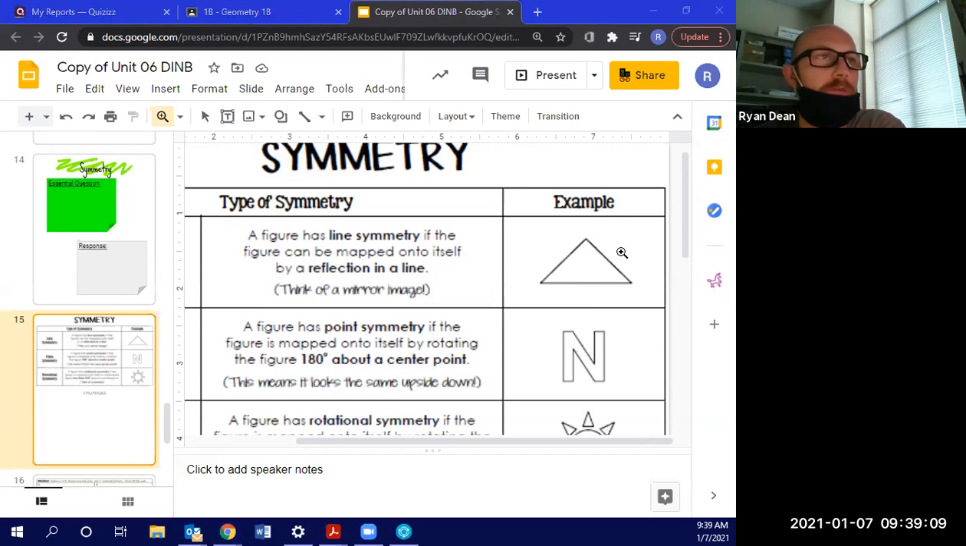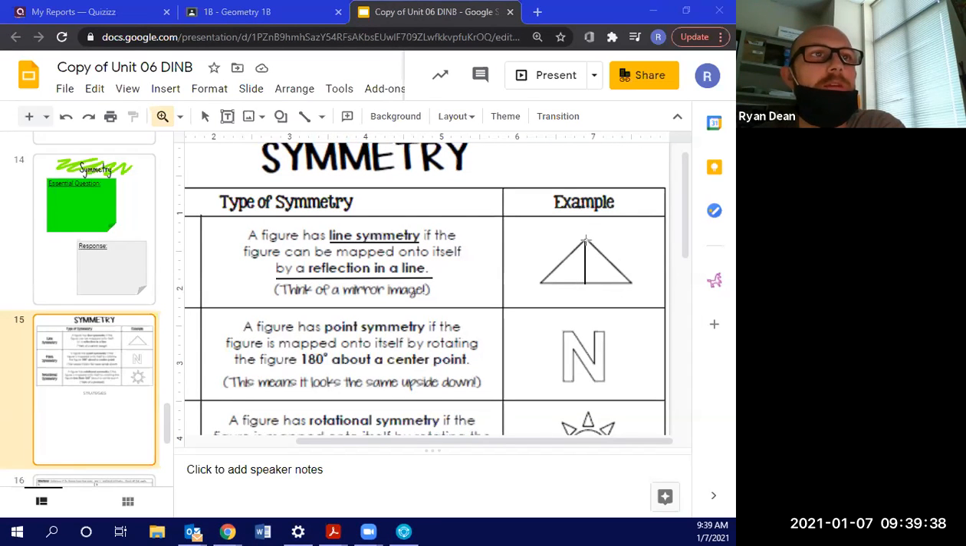It's symmetric. So if we drew a line, in that line on both sides, we would have the exact same shape. So right here in this example, this is the line symmetry. Okay, we're going to draw a line, and whatever line that we choose, we're going to end up with the same shape on both sides.